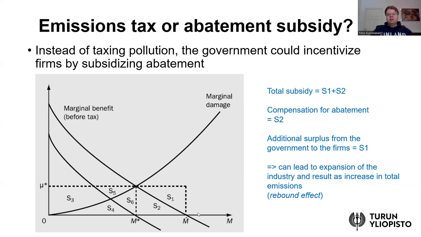So in this subsidy scenario, the government is paying the firms to decrease the pollution. In that sense, there is a transfer of income, because this area S2, which is below the marginal benefit curve, could be the true compensation for the abatement, since it will cover the cost of abatement for the polluters. But then there is this additional surplus generated, equal to S1, which is just a transfer of surplus from the government to the firms.